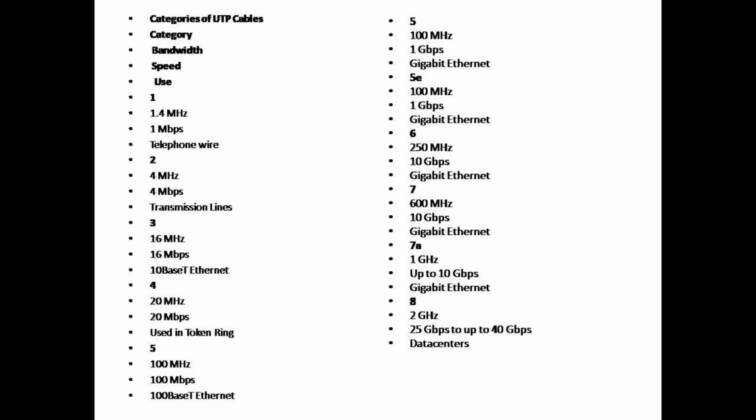The unshielded twisted pair cable is one of the most commonly used cables in computer networking at present. UTP consists of two insulated copper wires twisted around one another. The twisted pairs help to control interference.